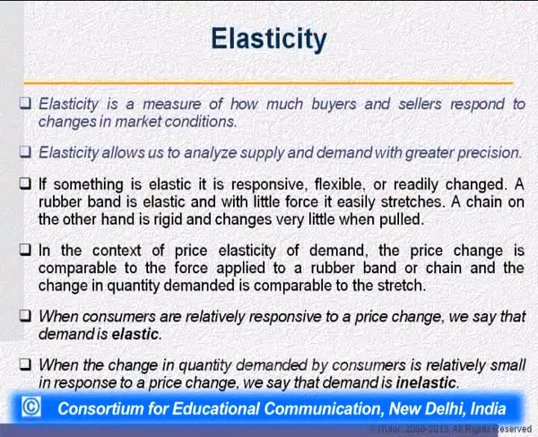Some types of demand are perfectly elastic, some types of demand are imperfectly elastic, some types of demand are a little bit elastic. These types of goods and these types of fluctuation of demand we will see in the next slide. In the context of price elasticity of demand, the price change is comparable to the force applied to the rubber band or the chain, and the change in quantity demanded is comparable to the stretch. When consumers are relatively responsive to a price change, we say that demand is elastic.